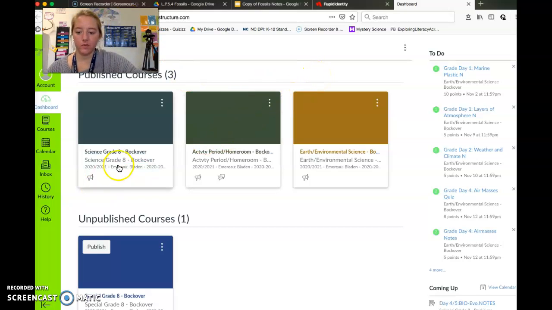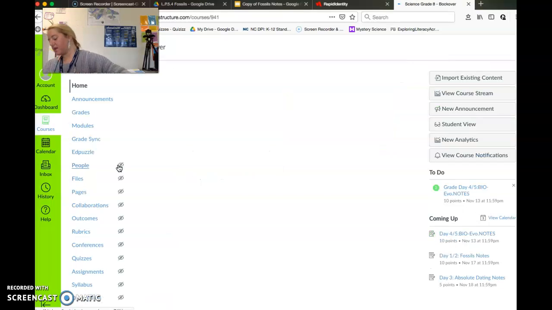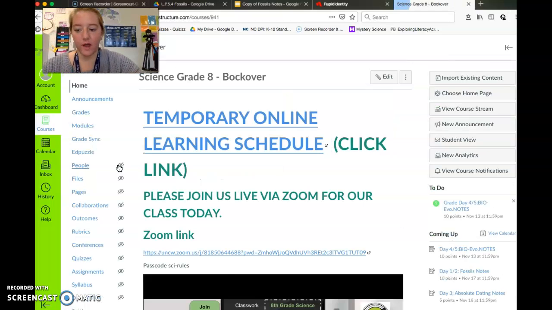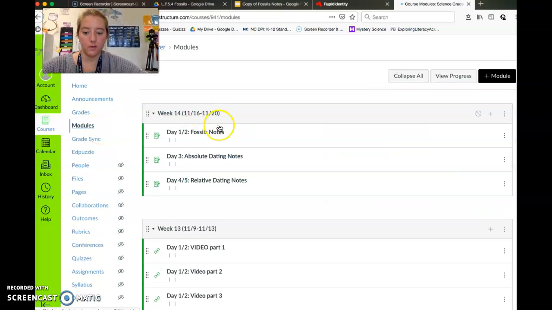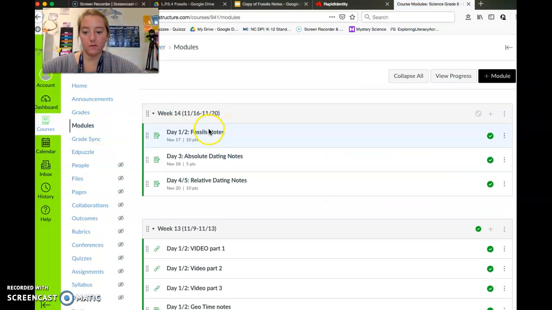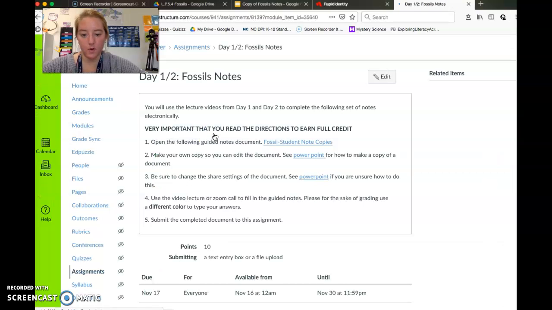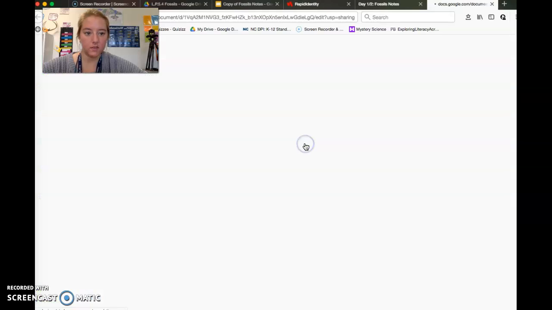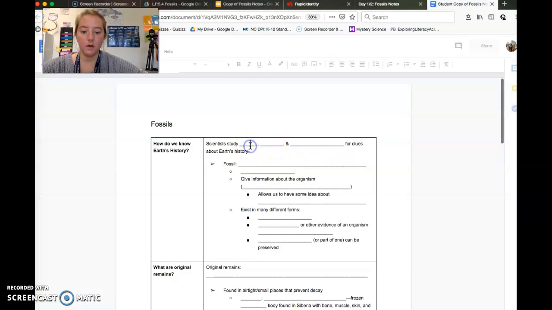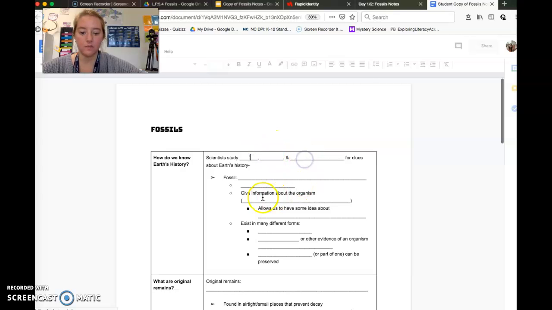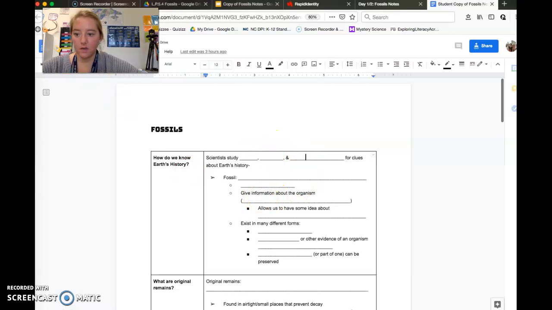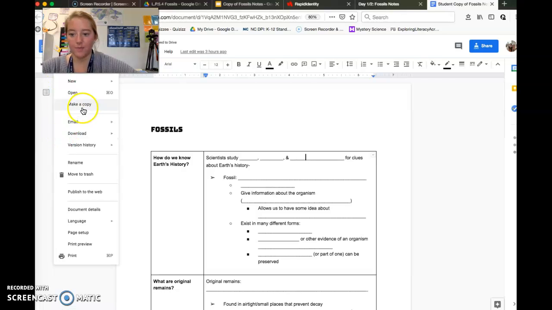So here's how you're going to find your notes today. Again, they are guided notes in an electronic format. If you are face-to-face with me, I have a notebook for you, and you are welcome to do them pencil and paper. But if you are not, here is how we're going to operate electronically. So just like last time, your fossil notes, again, are guided notes. You're going to type in here what you're missing in the blanks. Make sure, again, you make your own copy and change the share settings.